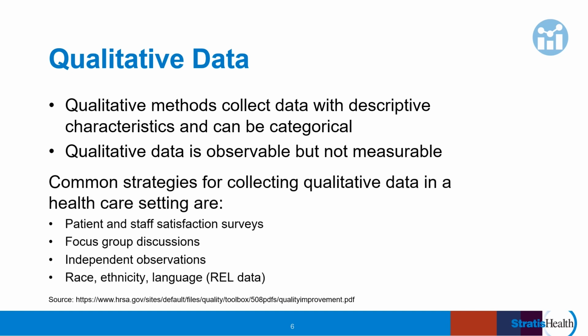Qualitative data would include data that is collected in patient and staff satisfaction surveys, focus group discussions, independent observations, race, ethnicity, language, or REL data, which is a set of qualitative data that is used to better understand patient populations and identify health inequities. Qualitative data that can be used to better understand patient populations and identify health inequities include REL data, HRSN or health-related social needs data, SOGI, or sexual orientation and gender identity data, and could also be narrative observations, such as an encounter note in a chart.